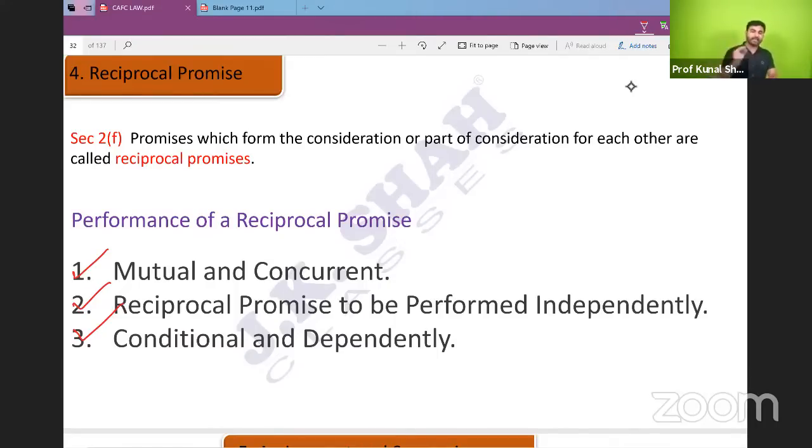Last, reciprocal promise can be performed conditionally and dependently. Reciprocal promise can be performed conditionally and dependently, which means the performance of the promisor is depending upon the performance of the promisee, which means the promisee will perform first and later on the promisor shall perform.